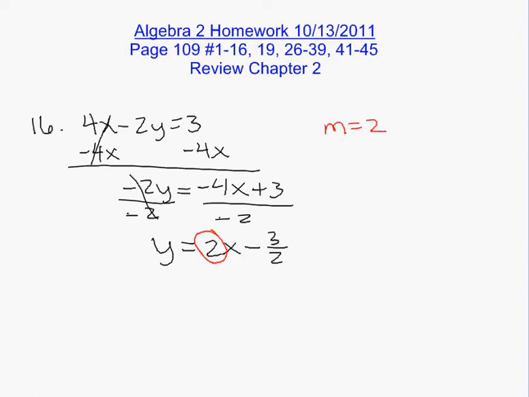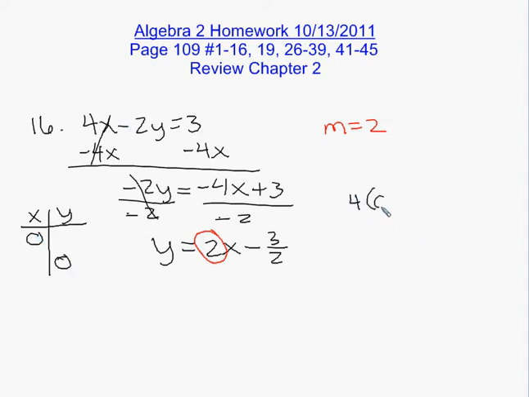The other instructions for this problem were to find the x and y intercepts, and the way I like to do that, at least to organize it, is write this 0, 0 table. This reminds me that to find the y-intercept, I need to plug in 0 for x, and to find the x-intercept, I need to plug in 0 for y. So let's start with the y-intercept by plugging 0 in for x.